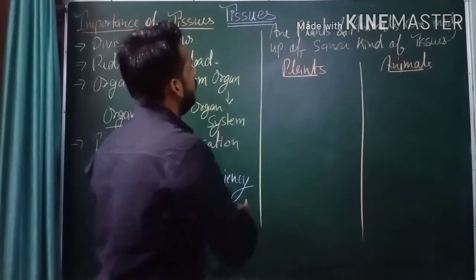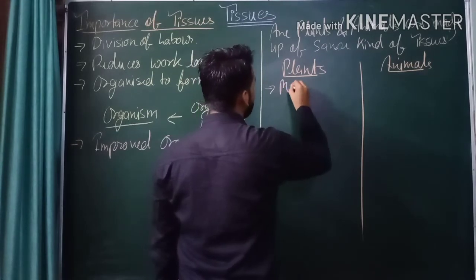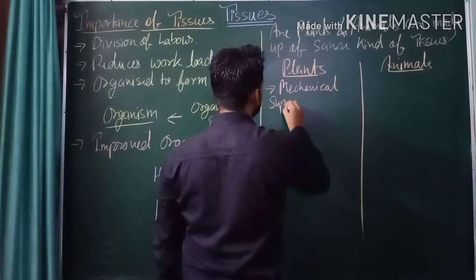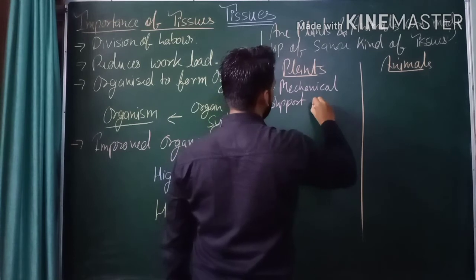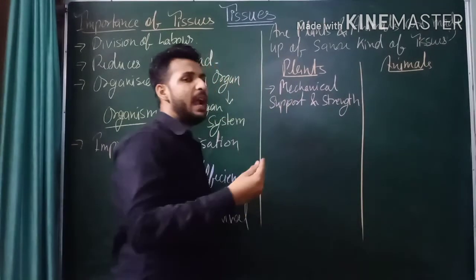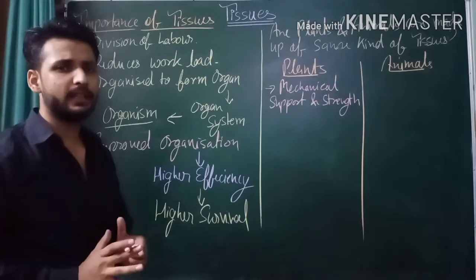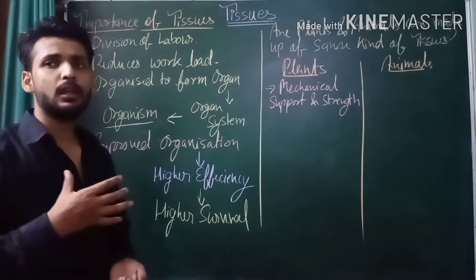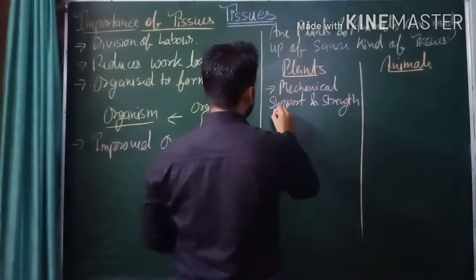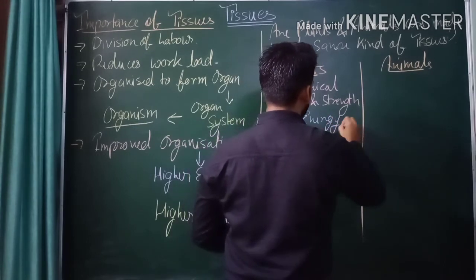Here in plants, we can see that plant tissues provide mechanical support and strength. Since plants do not move and do not locate from one place to another, they are located at the same place only. So there is not much movement, and hence they require less energy. Right?